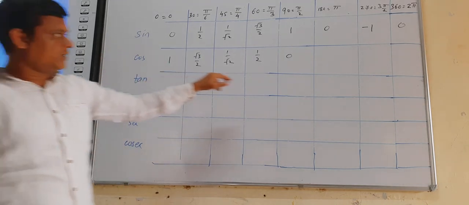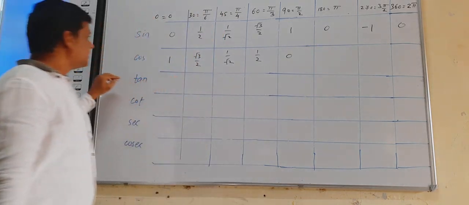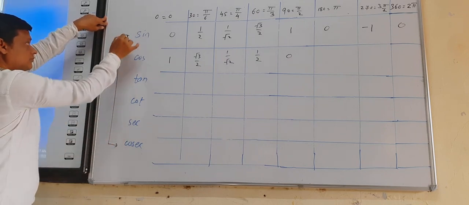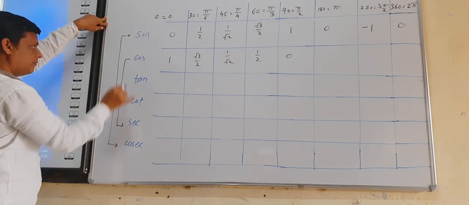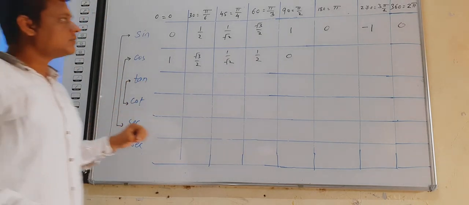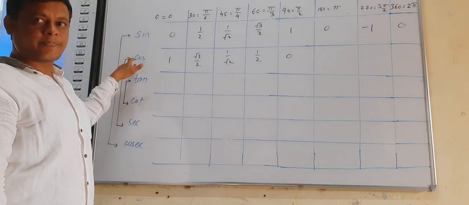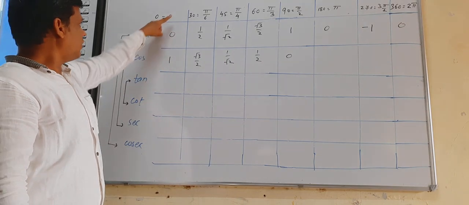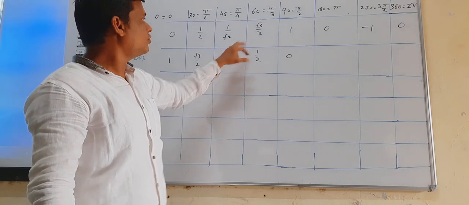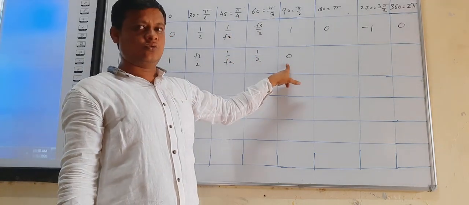Now for this, if you observe that we make pairs for this in last part, by using this pair you can calculate the remaining values. So we know that cos 0 is 1, cos 30 is root 3 by 2, cos 45 is 1 by root 2, cos 60 is 1 by 2, and cos 90 is 0.